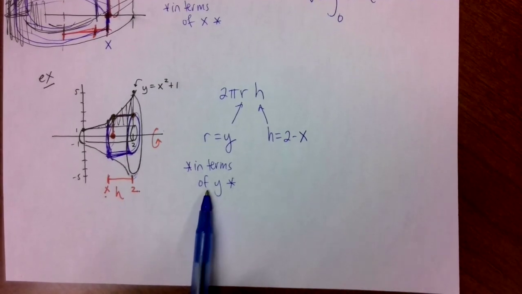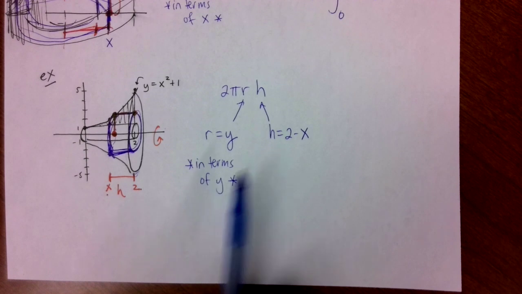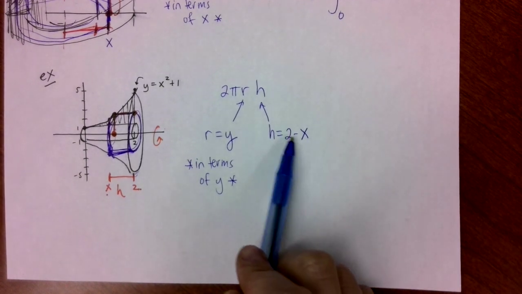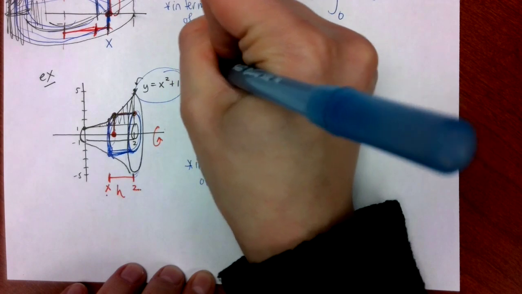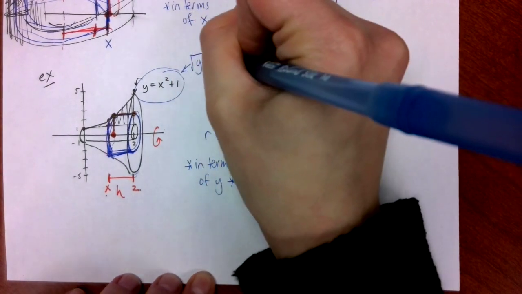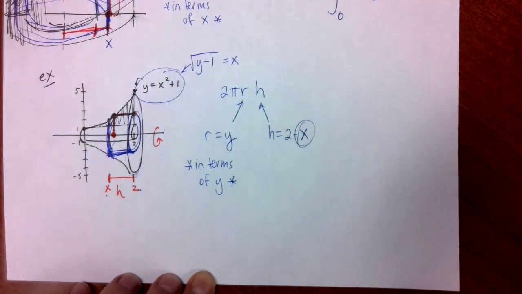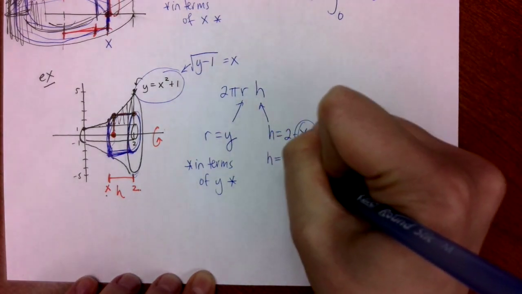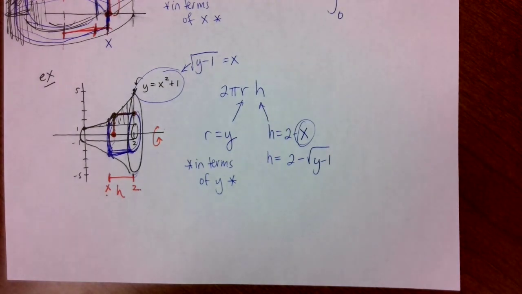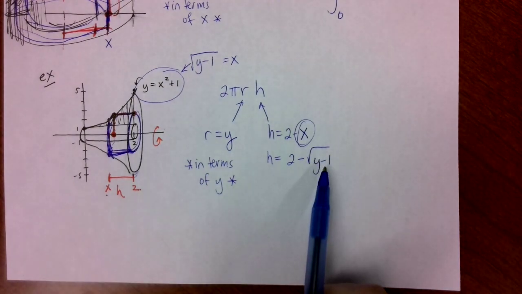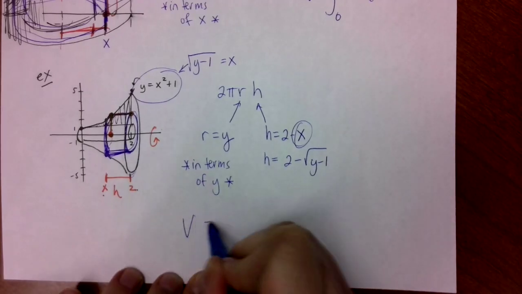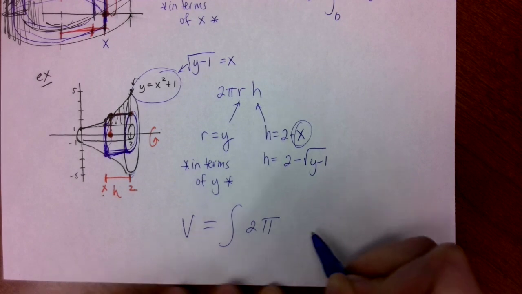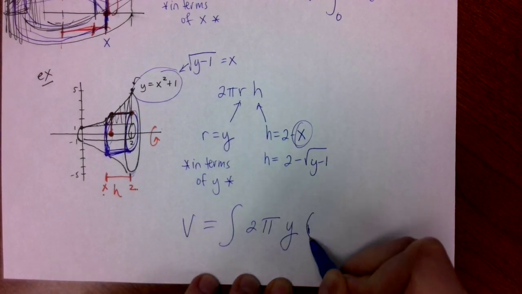However, we decided we were doing things in terms of y. So I'm going to take this x and swap it out, right? So I'm going to come back to this formula and back solve it for x so that I can swap out x. We would have y minus 1 equals x squared. So square root of y minus 1 is x. And that's what I'm going to put right here. 2 minus root y minus 1, because x and that root are equal to each other, and that's in the variable that I want. Okay, so altogether, our volume is 2 pi r h.